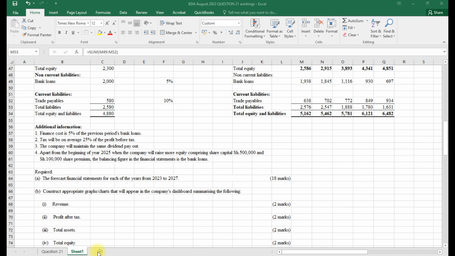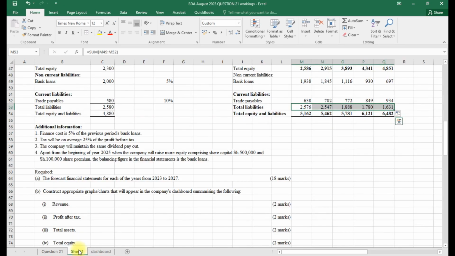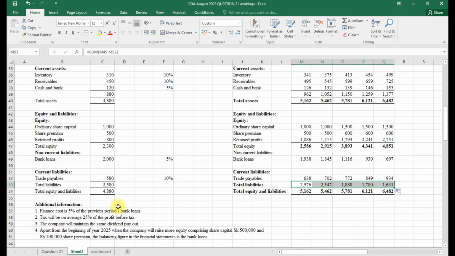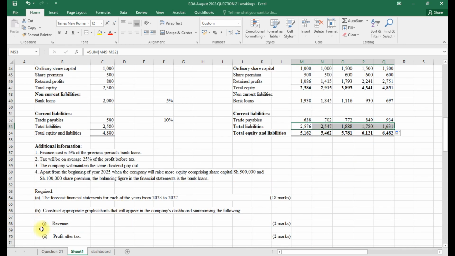So I'll create another sheet that will incorporate my dashboard. I'll rename this to be dashboard. My dashboard sheet. So from this sheet I need to have what? Revenue. Yeah, revenue. So already we have revenue for the 5 years. Just need a chart that will be able to accommodate that revenue.